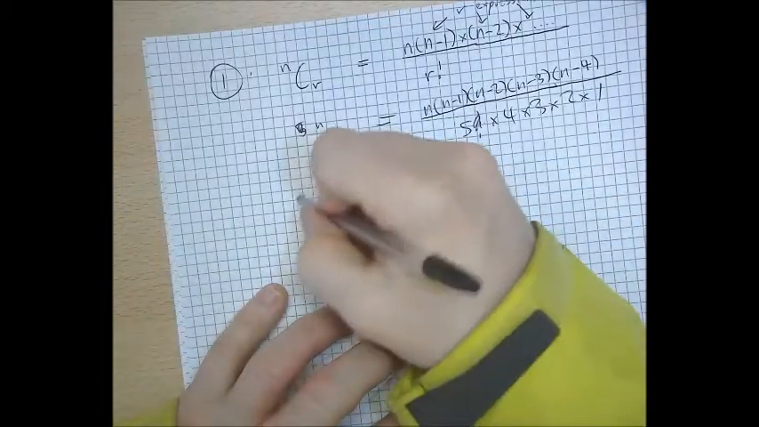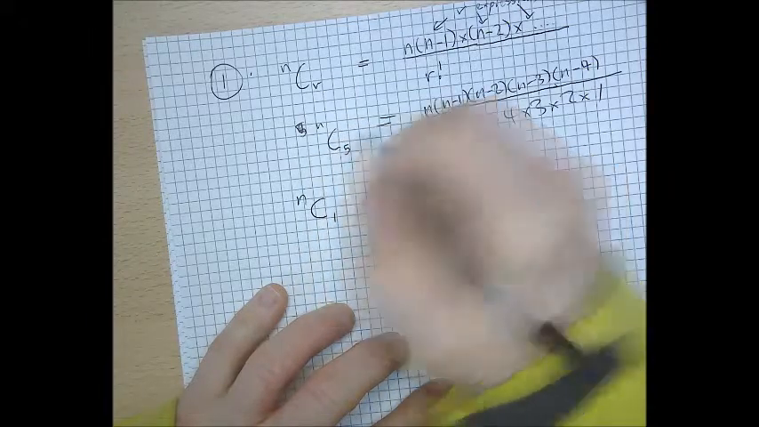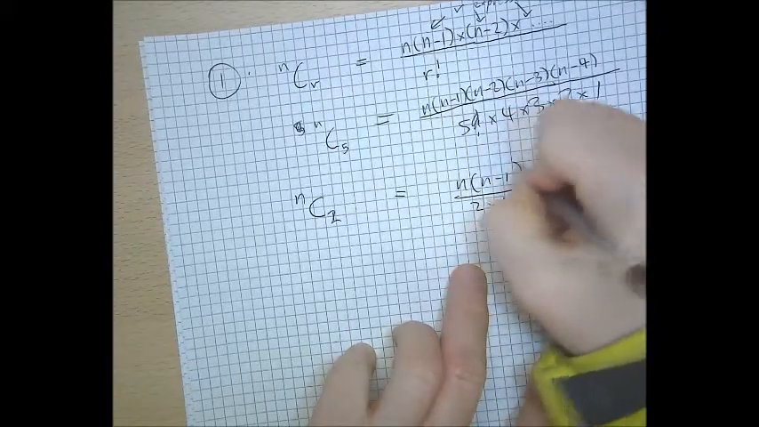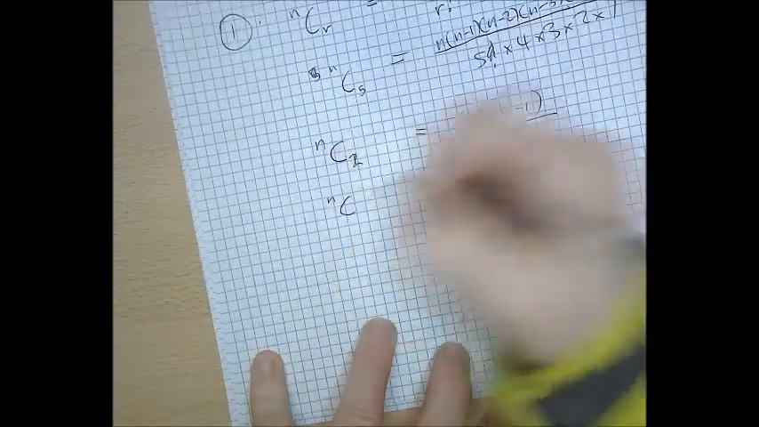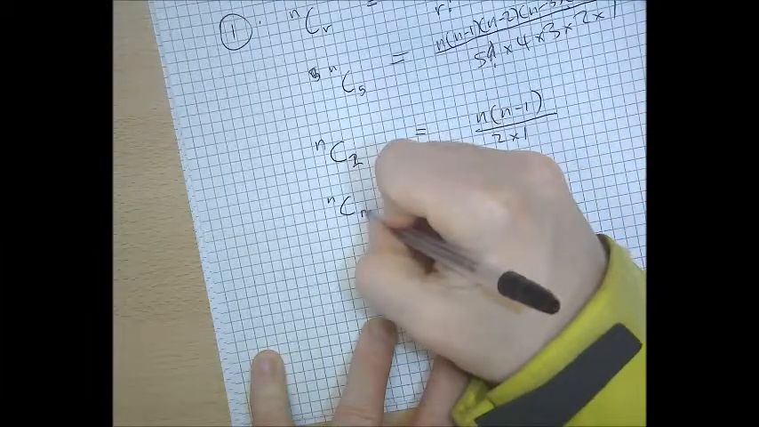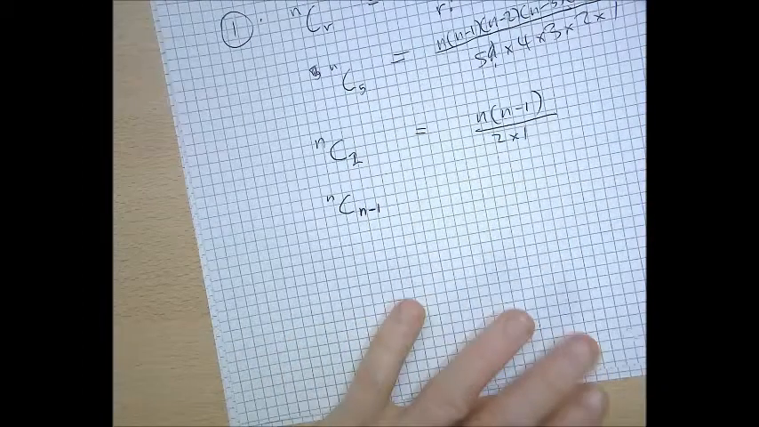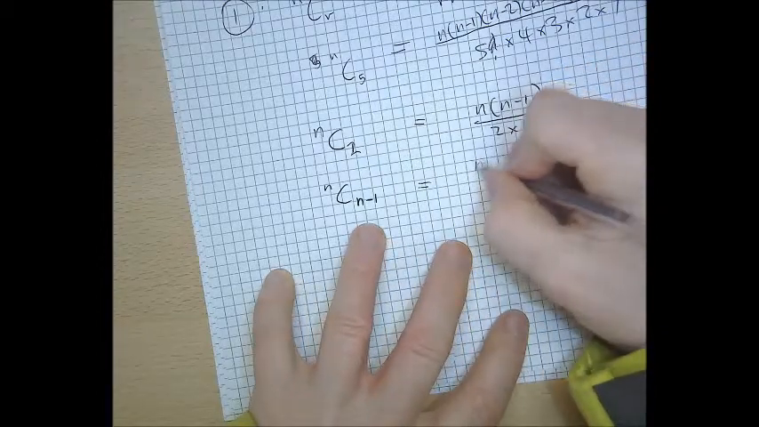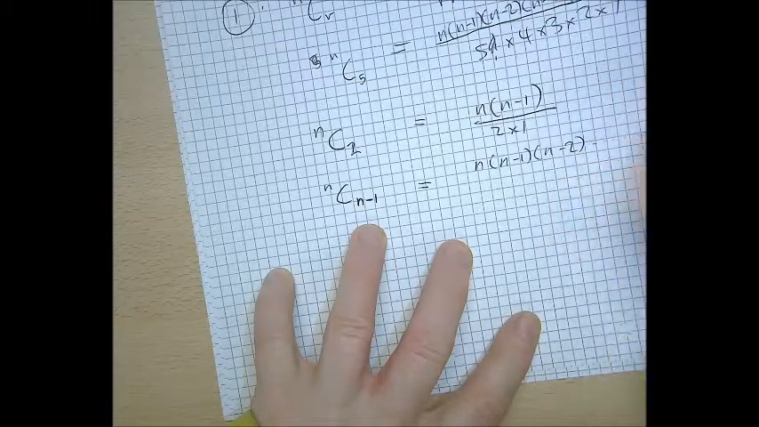So if I gave you this, it would be 2 times 1 at the bottom, and then n times n minus 1 at the top. Now, if I gave you one like this, there's not a lot you can do. You've got to go n times n minus 1 times n minus 2, etc., etc., etc.